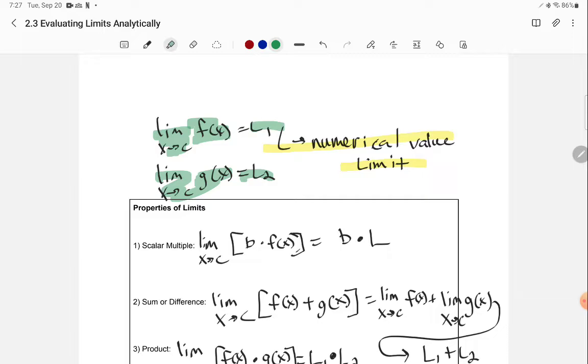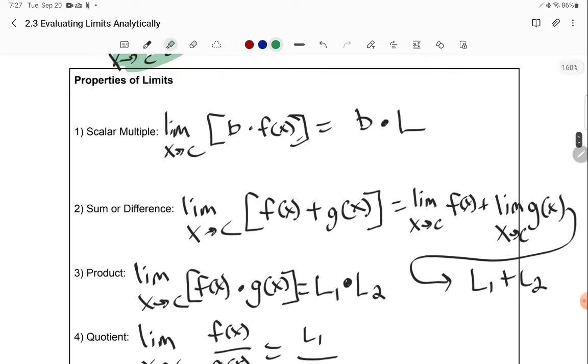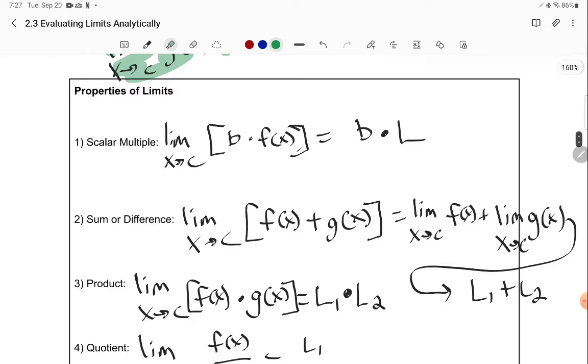And L is just the numerical value, that's the y value for that limit. So keep those things in mind. And again, down here on the scalar multiple, the b is just a constant. So b, that's just a constant. If you're taking the limit as x approaches c of a constant times the function, you could think of that as just the constant times the limit of that function.